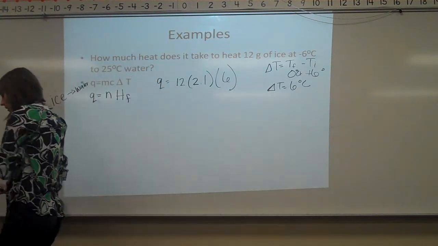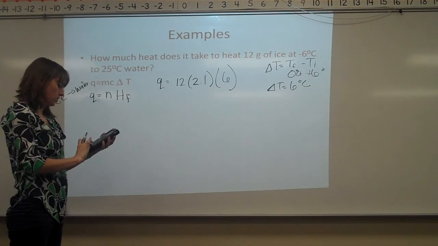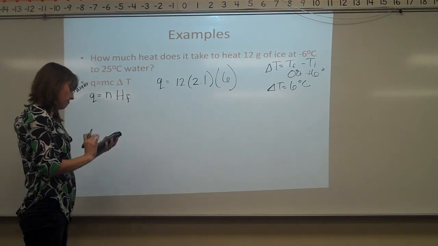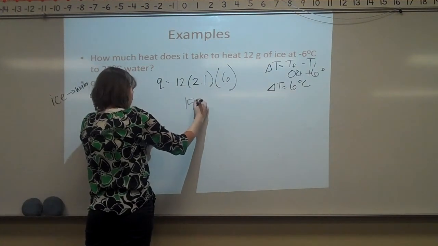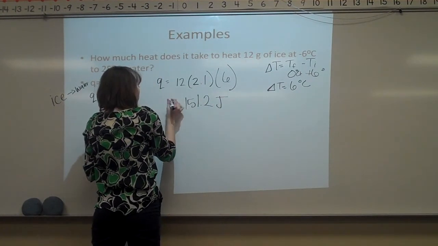So we're going to take a calculator: 12 times 2.1 times 6. This is going to equal 151.2 joules. This is our first Q.